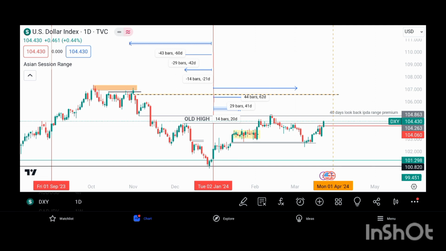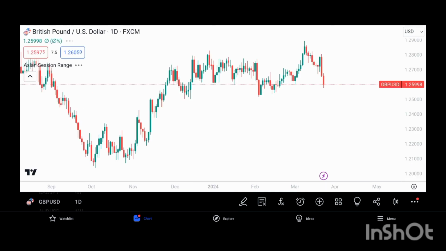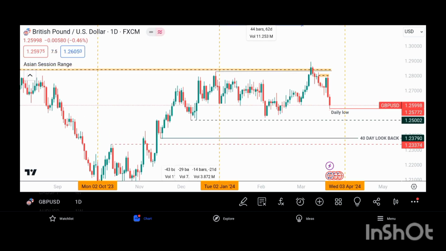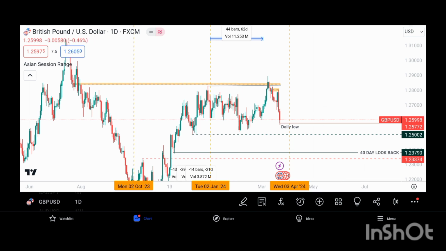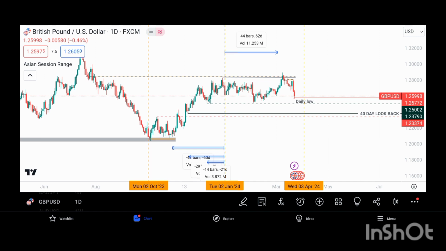So if I move on to pound USD, the same thing happened in pound USD. It's a similar thought, a similar process. When price started going higher, the same thought process applied. So we spot this 60 days look back, which was this low, and in the last October, November, and December, price has been rallying higher. This was the highest in the last 60 days. This was the lowest low in the last 60 days.